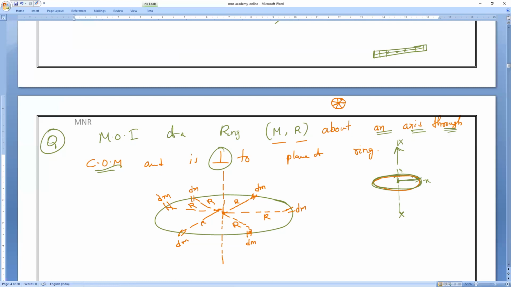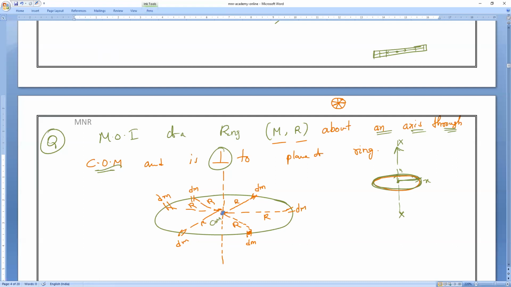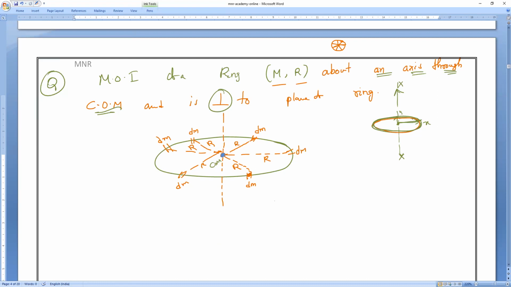So I want to find the moment of inertia of a ring about an axis. Axis of rotation is passing through what? COM, center of mass, perpendicular to the plane. So dI is equal to dm into r square, and we apply integration of dI. I can take any point, r remains the same.